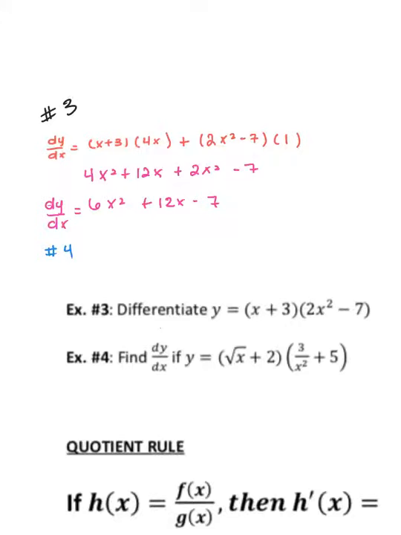First times the derivative of the second. First is square root of x plus 2. Derivative of the second. Okay, so since I'm dealing with a fraction over here, maybe I want to rewrite it to 3x to the negative 2 plus 5. So the derivative of the second is negative 6x. So oops, forgot my x.